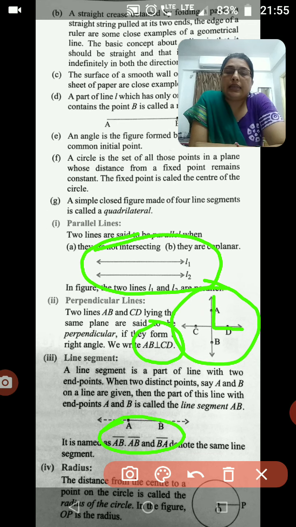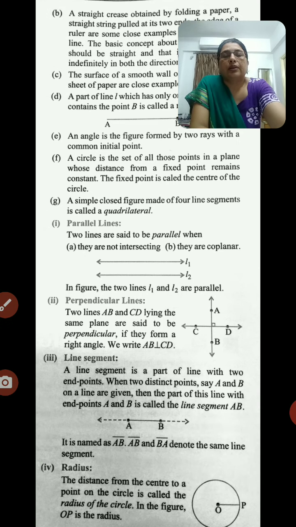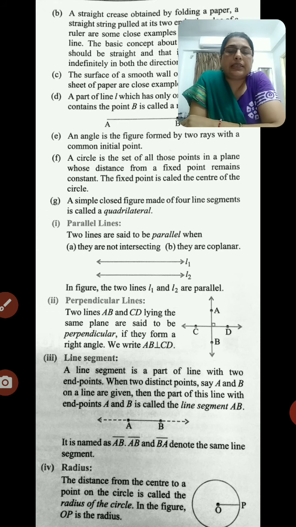Now, last, radius. For radius, we can see that the distance from the center to a point on a circle is called the radius of the circle. As we saw in understanding circles, a circle is the set of all those points in a plane whose distance from a fixed point remains constant, and that distance is called the radius.